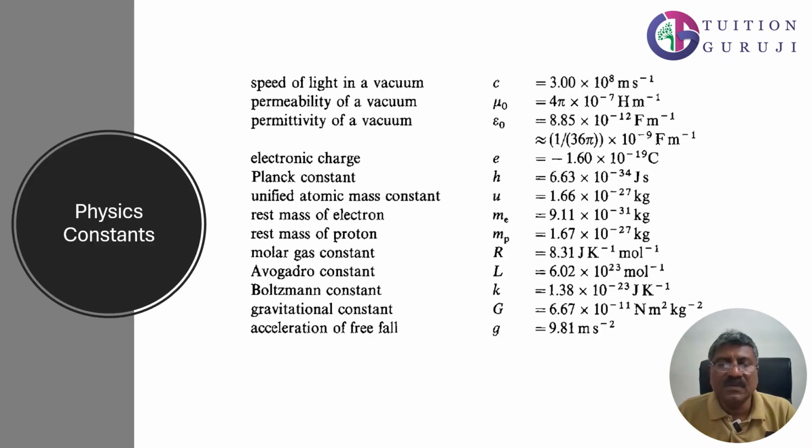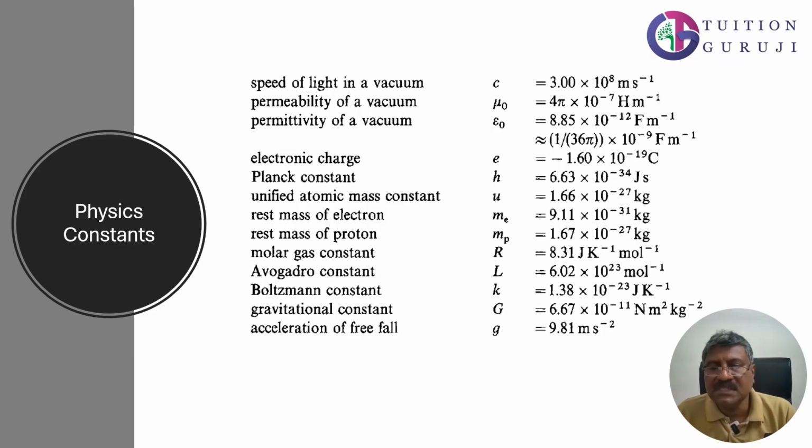Now let us see some commonly used constants. Speed of light in vacuum is 3 into 10 raised to 8 meter per second. Permeability of a vacuum, mu0, is equal to 4 pi into 10 raised to minus 7 Henry per meter. Permittivity epsilon0, permittivity of free space or vacuum, is 8.85 into 10 raised to minus 12 farad per meter. The charge of an electron is 1.6 into 10 raised to minus 19 coulombs.